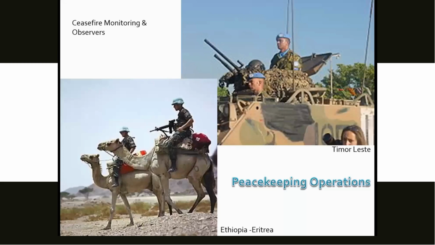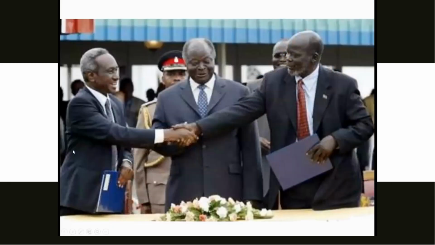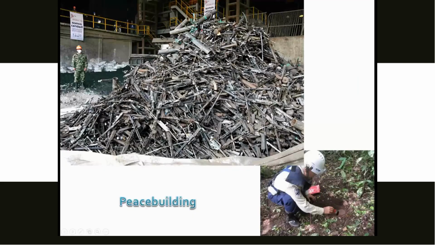Peacekeeping is to stop violence and maintain a ceasefire agreement, so monitoring. And this is the scene of peacemaking. Typically, political leaders come up with a certain agreement, and the person in the middle would perhaps be a mediator. And peace building includes various activities like removing arms from the society, giving vocational training to the former fighters, etc.